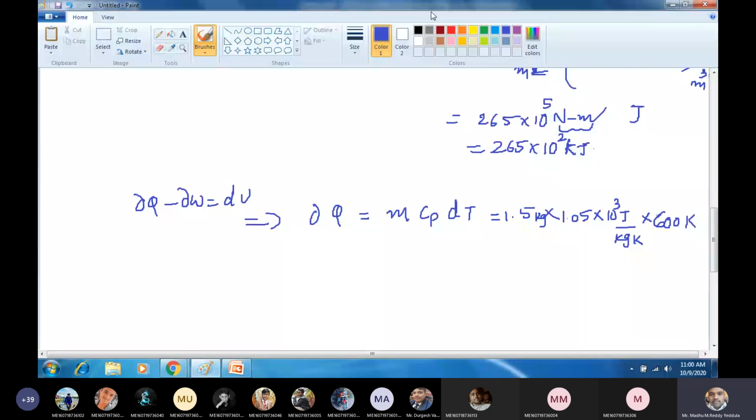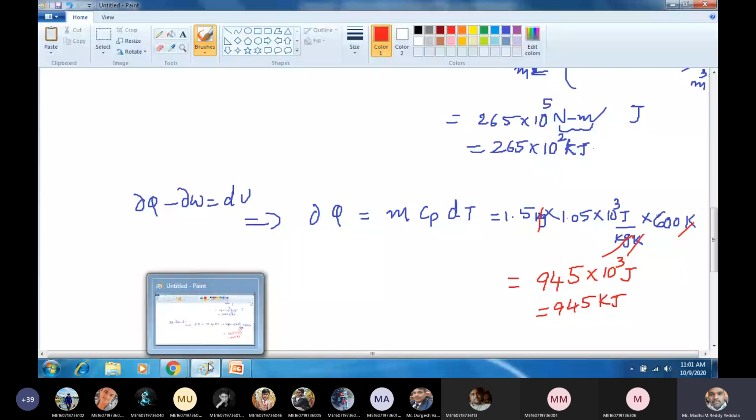Now balance the units. Kg will be cancelled, and you are left with joules again. What is this value? 945 into 10 power 3 joules, that is equal to 945 kilojoules. So the heat added is there, right?